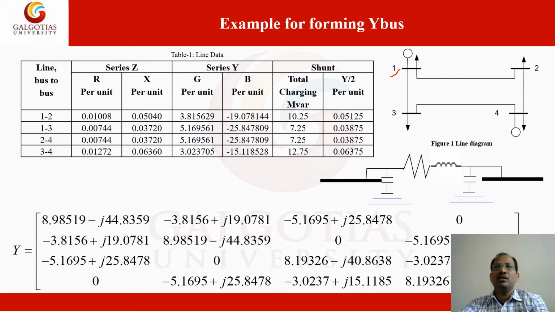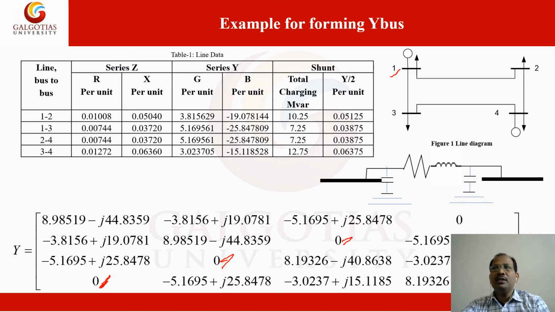Here, what does this 0 mean? This 0 means there is no direct connection between these buses. Here also we are getting 0, meaning no direct connection between these buses. Here this is the element 4 to 1. You can see in this diagram that from bus 4 to bus 1 there is no direct connection. There is no transmission line, so the admittance will be 0. And this one is the 1 to 4.